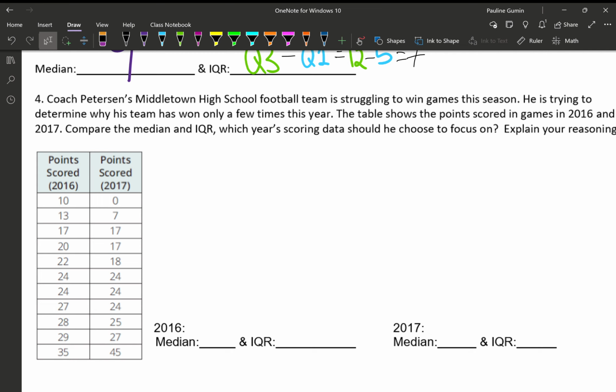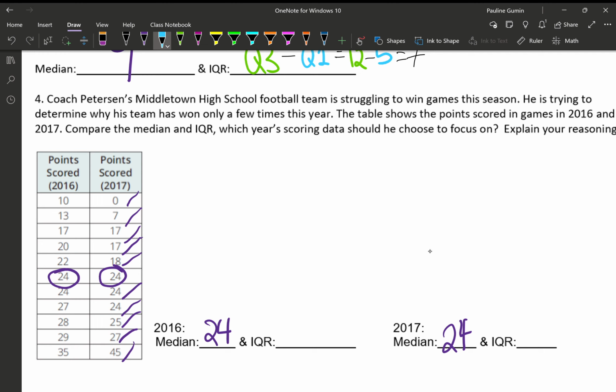So we can quite easily find the median and Q1 and Q3 for both of them at the same time. So let's start doing that. Okay, so I'm going to cross a number off on each side. I'm just using this extra space so I can see better. All right, it looks like our medians are right here. So our median is 24 for 2016 and for 2017. Okay, now let's find the IQR, which means Q3 minus Q1. Oh, that would be backwards.